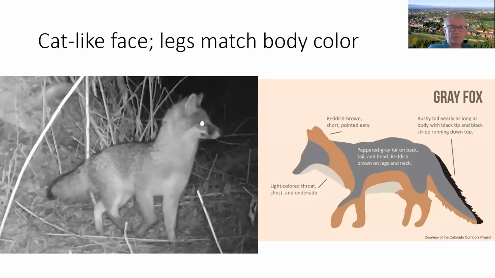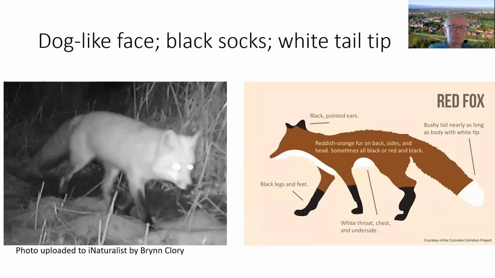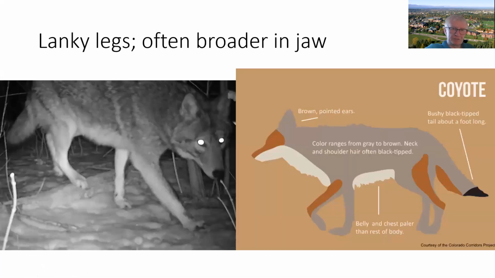So there you go. There's the gray fox with that cat-like face and the black tail tip, and that is down at the Underwood property. And this is the camera we got a lot of cats on. And this is the red fox, black socks, right? And long tail. And the white tail tip you can't see in this picture, but in the second picture of the same animal, we were able to see it.